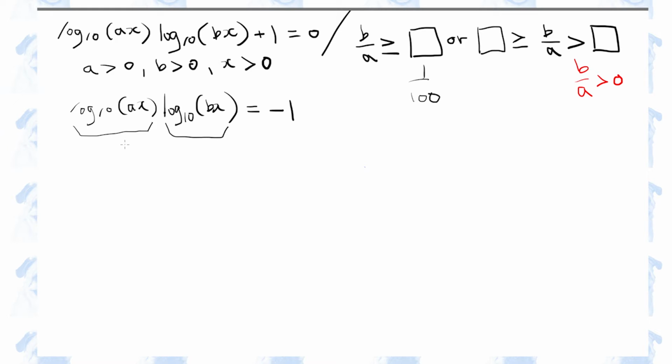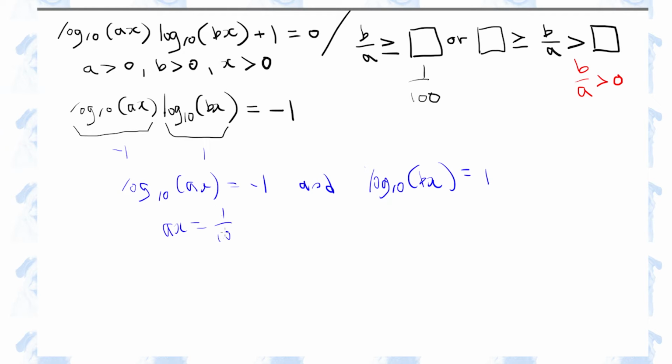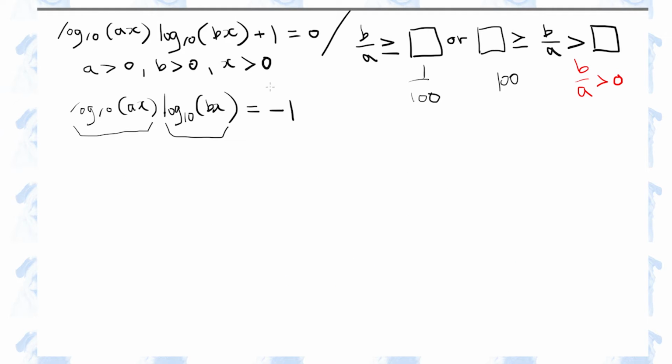Likewise, when log base 10 of ax is minus 1 and log base 10 of bx is 1, ax is 1 over 10 and bx is 10. Therefore, b over a, which is equal to bx over ax, is 100. And now, let's consider the third case.